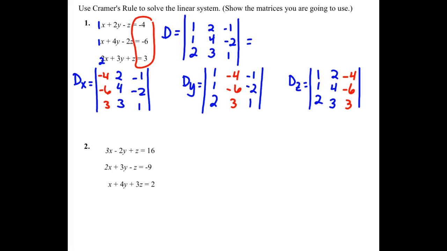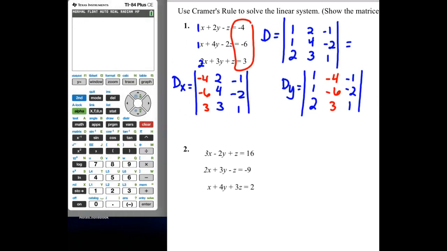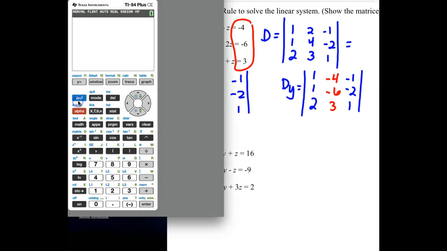All right, so let's go to our calculators. We are going to go into our matrix screen on our calculator, so second and our inverse key. We need to go over to edit, and I'm going to edit matrix A. It is set up as a 3x3 already. If yours isn't, go ahead and change the size.